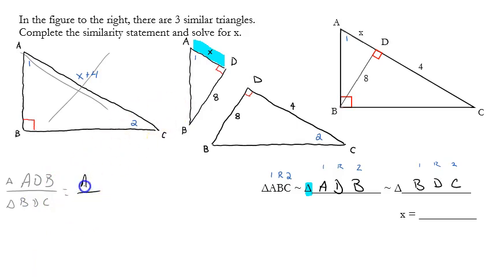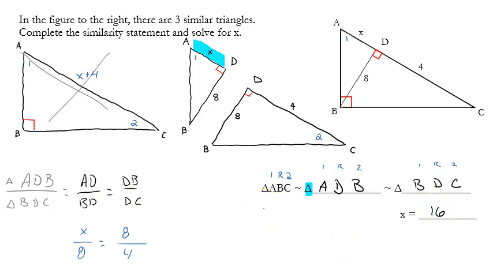Now, I know AD is X, and AD, which is first and second, corresponds to BD here. The other side length I know is DB here, and DB is second and third. It corresponds to DC. So now I can set up my actual proportions to solve. AD is X, the second triangle BD is 8, and that equals DB, which is 8, over DC, which is 4. Cross multiply, we find that X is 16.